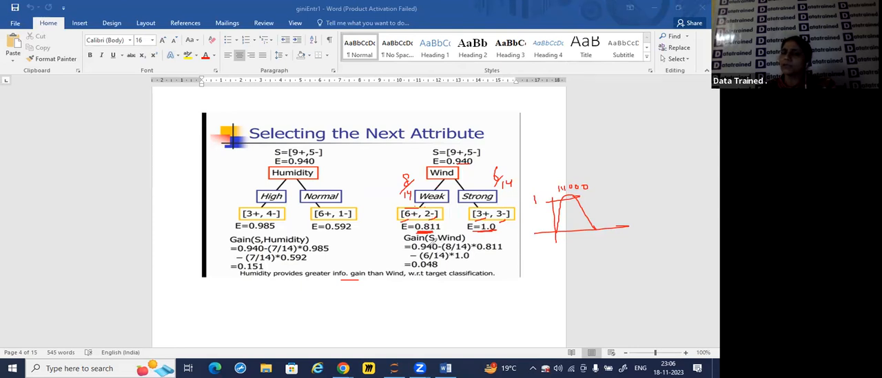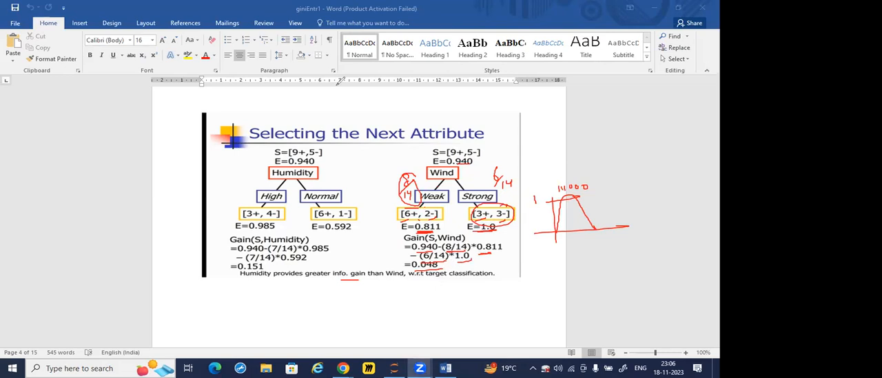Okay, now to find out the information gain, it is taking 0.94 minus 8 by 14, this total 8 by 14, multiplied by entropy, then minus 6 by 14, this entire 6 by 14, multiplied by 1.0 entropy. 0.048 is the information gain. This is the information gain.